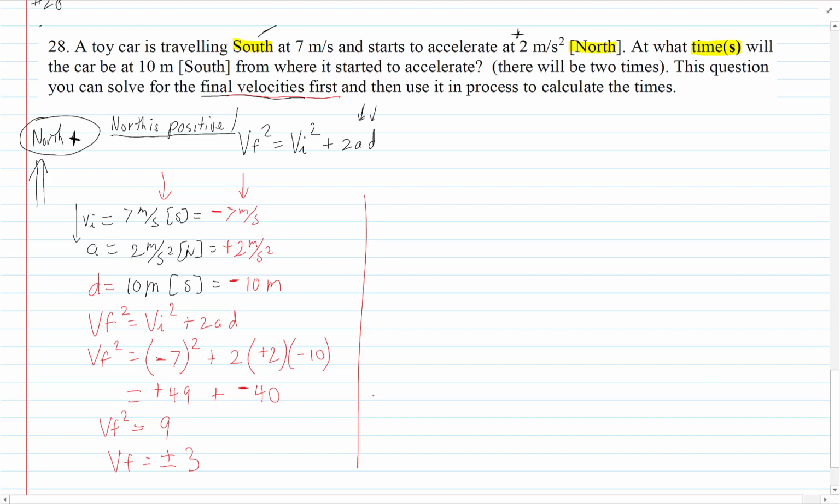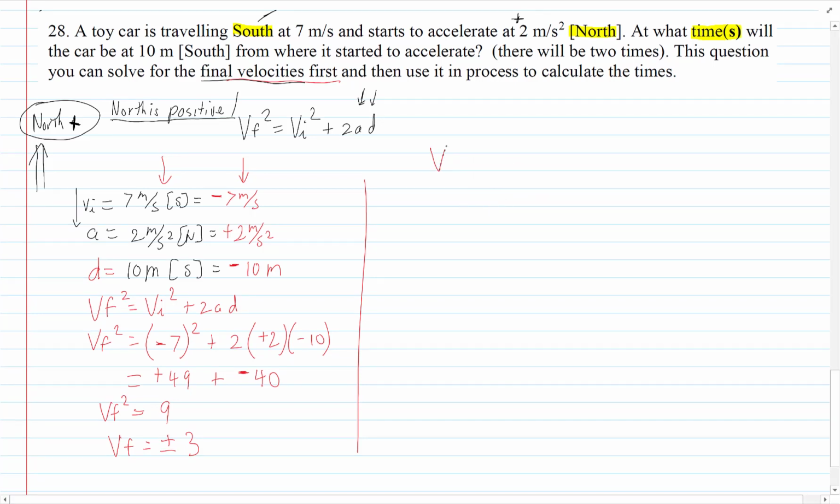The next step here, find out for both of these answers what the times are. So we're going to do it for VF is equal to positive 3, and then we're going to do it again for VF is equal to negative 3. And we're solving for time at this point.